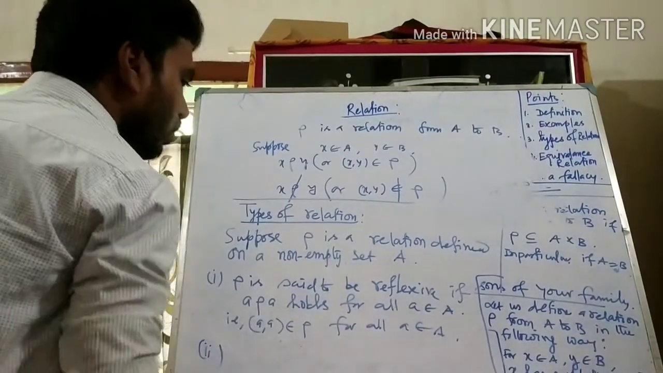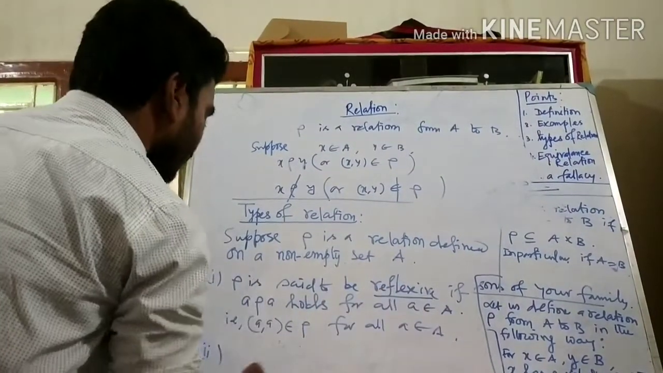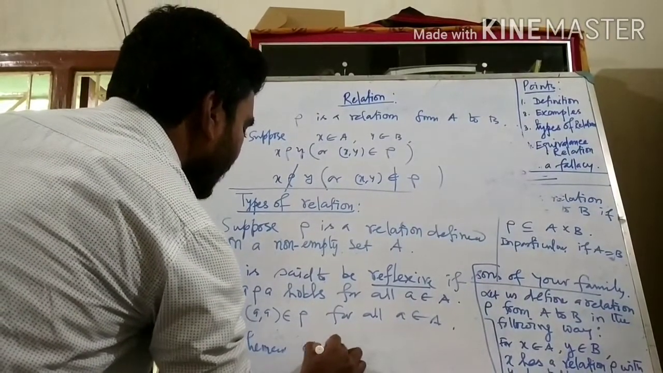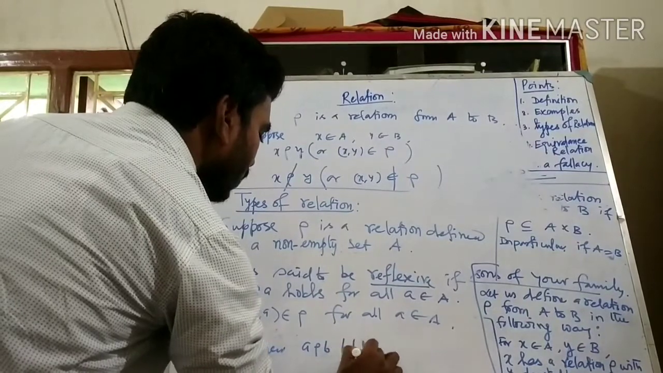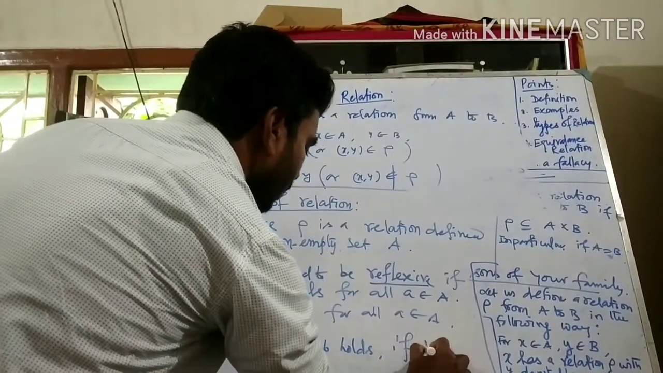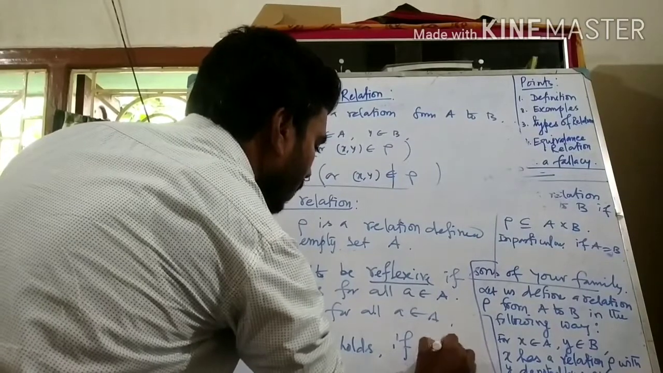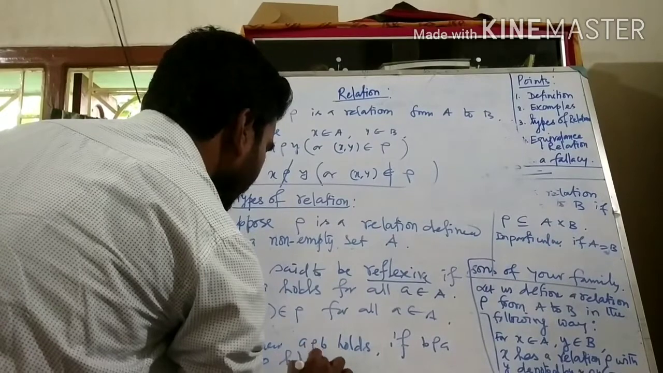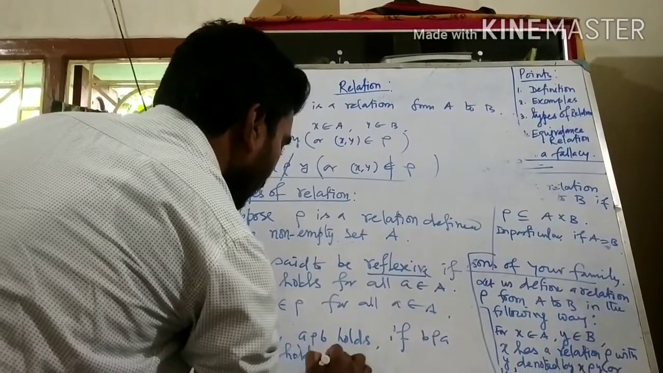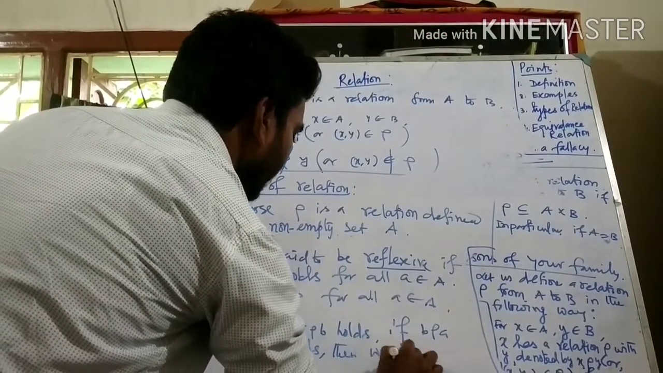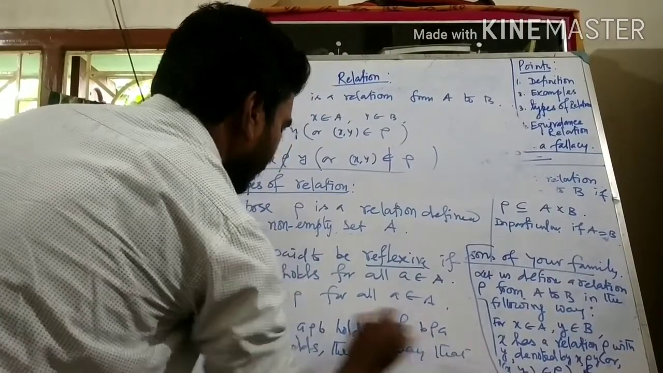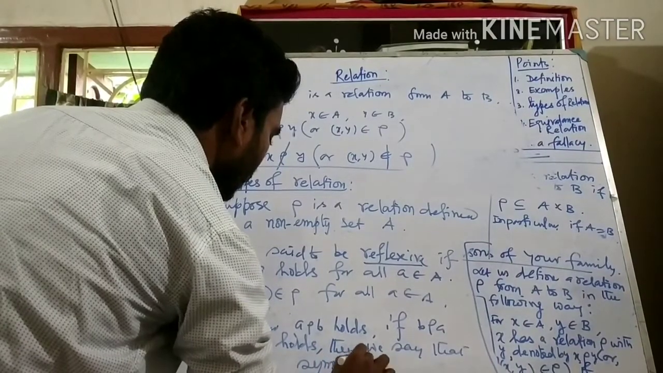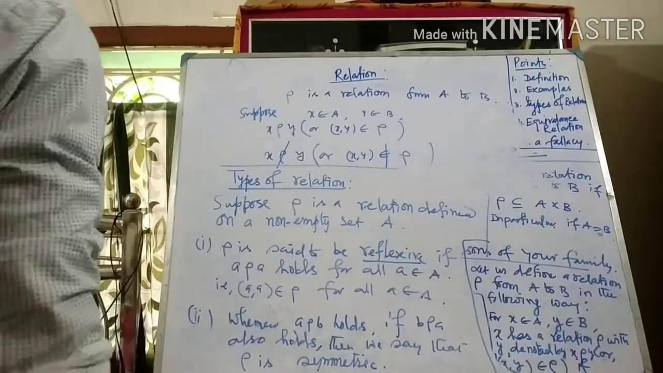Now come to symmetric relation. Whenever A rho B holds, if B rho A also holds, then we say that rho is symmetric. Next one.